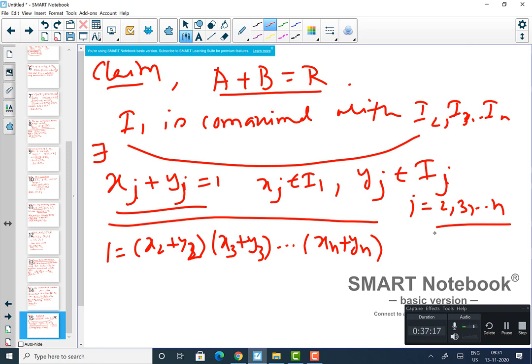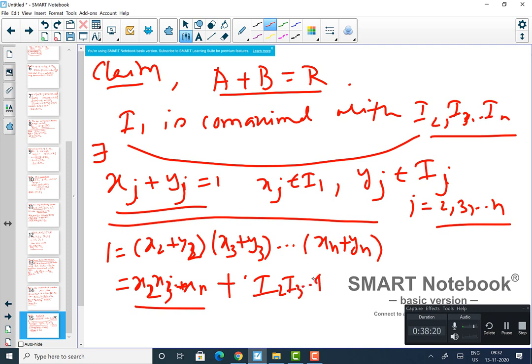Now you know that x_j's, x2, x3, up to x_n, are all elements of I1, right? So if you take the product, then again something will be x2, x3, up to x_n, and this is an element of I1, plus the rest. So what is the rest? In the rest, you are taking products with respect to this product, so the rest is something which is an element of I2, I3, up to I_n. Whatever you take, the product of x2 with y3 or any product, that will again be an element of this. So the rest are inside this product I2, I3, up to I_n. Okay, so what does that mean?